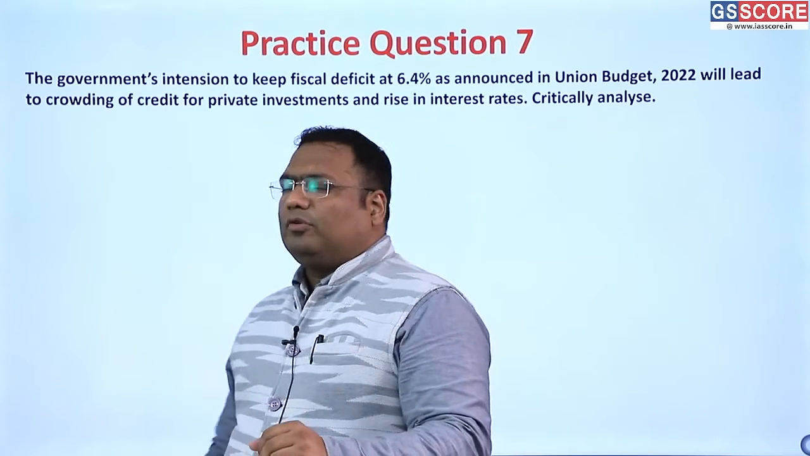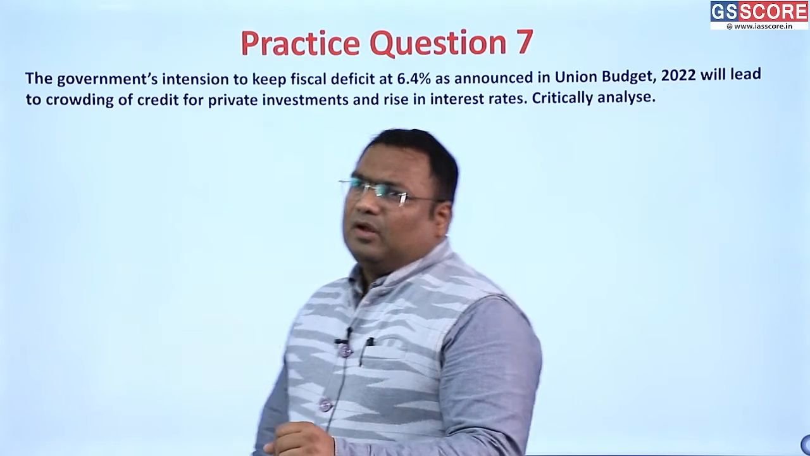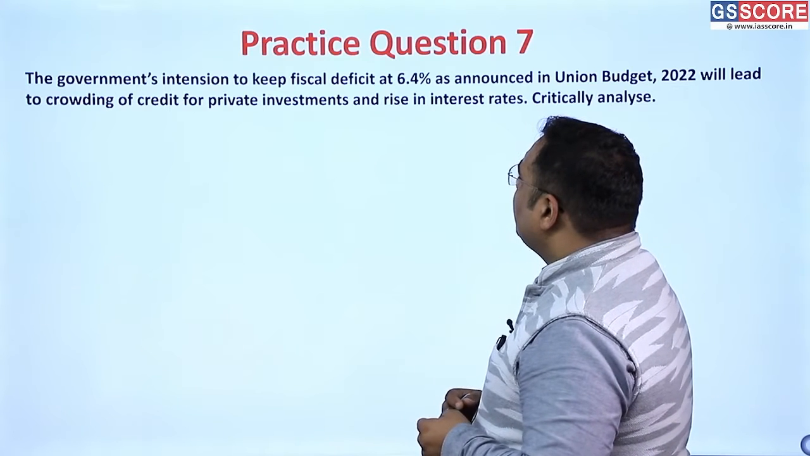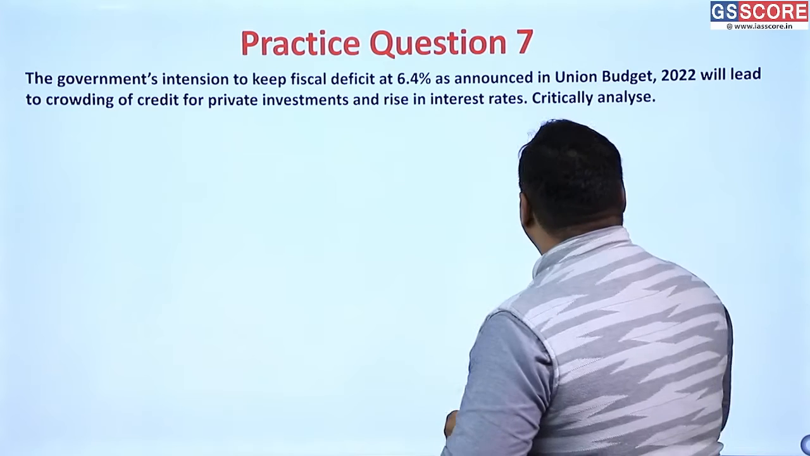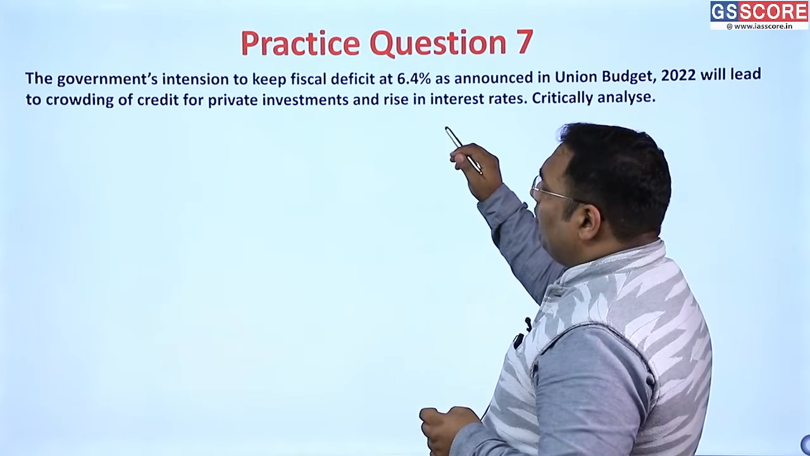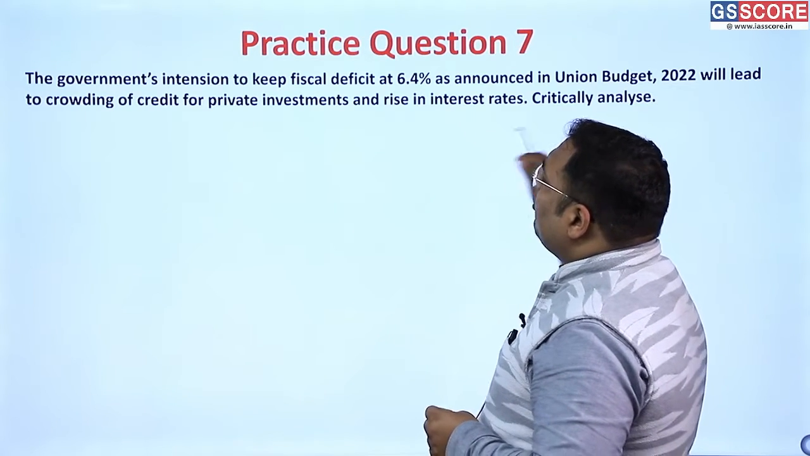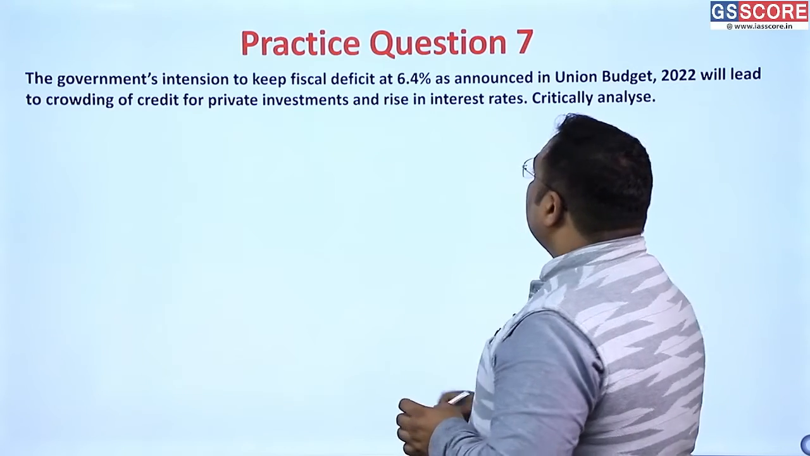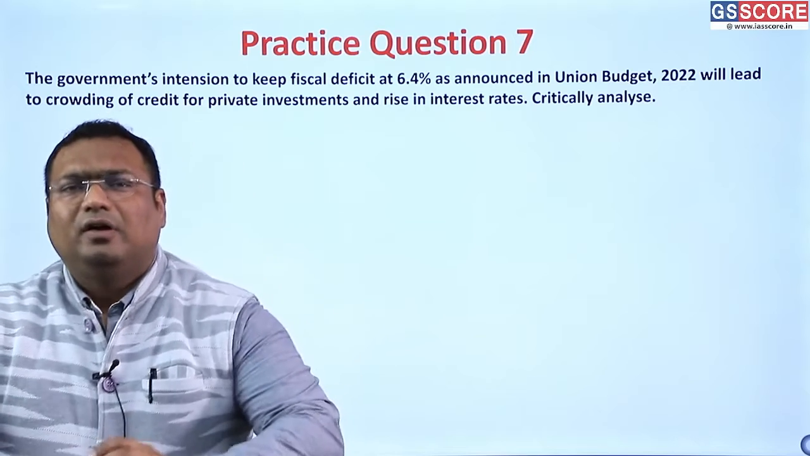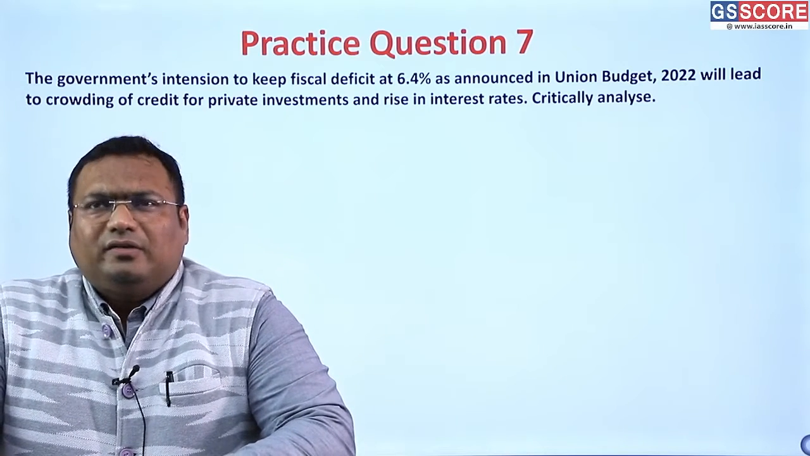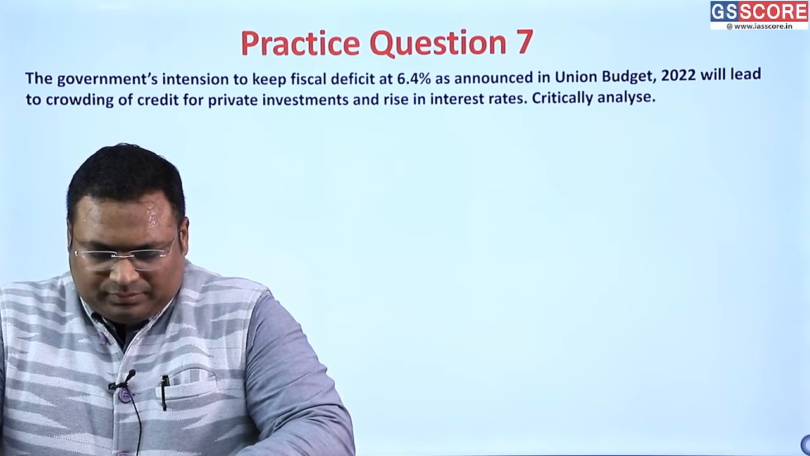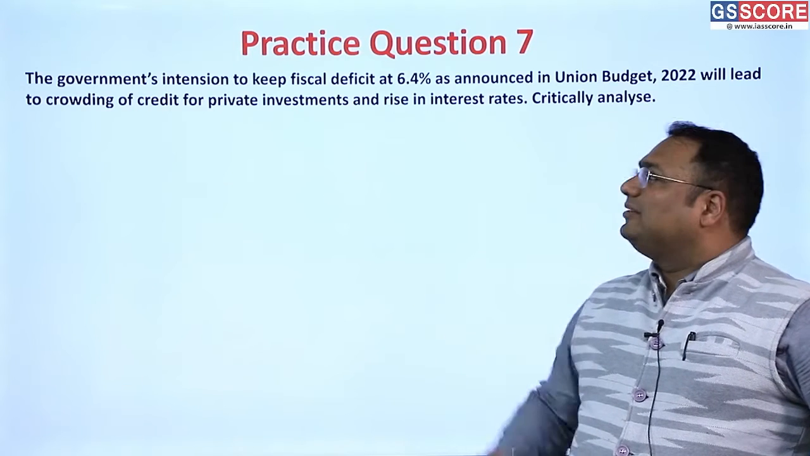So this is our next question, question number 7. This is specifically from the budget. The government's intention to keep fiscal deficit at 6.4% as announced in the Union Budget 2022 will lead to crowding out of credit for the private investment and rise in the interest rate. Critically analyze. Before I analyze this question, I give you 30 seconds to carefully read and reflect and think in your mind what are the broader points, and then I will discuss with you. Please do so.